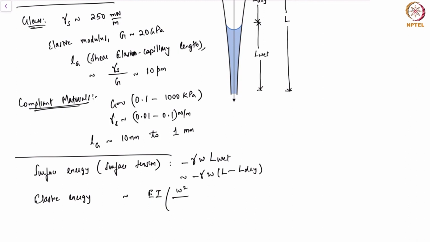W square by L dry cube. That's our elastic energy. So the idea of elastic energy is that the elastic energy would be EI times the length scale L times the curvature term. This would be the square of it, the square of the curvature. The curvature in this case would be W by L.